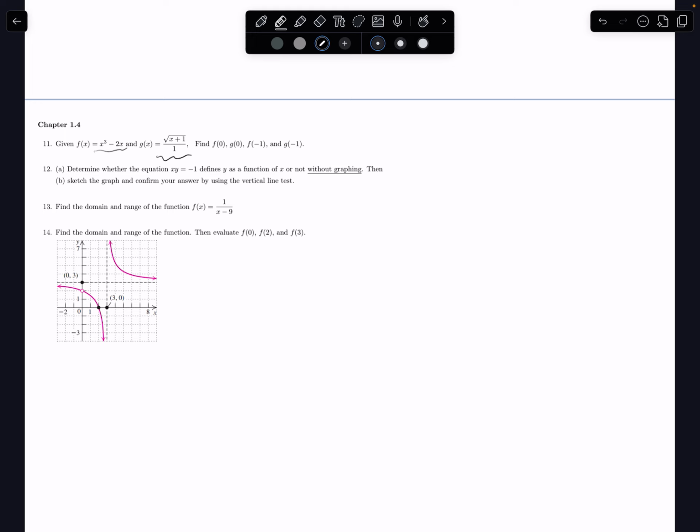13. Find the domain and range of the function f of x equals 1 over x minus 9. Okay.